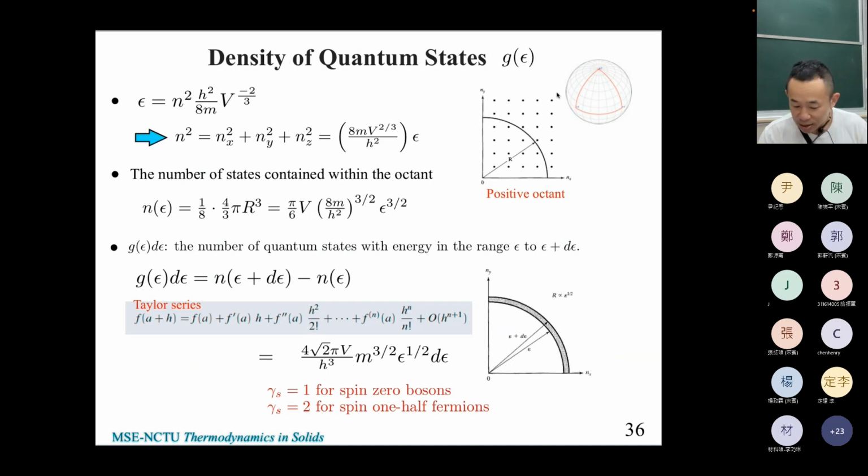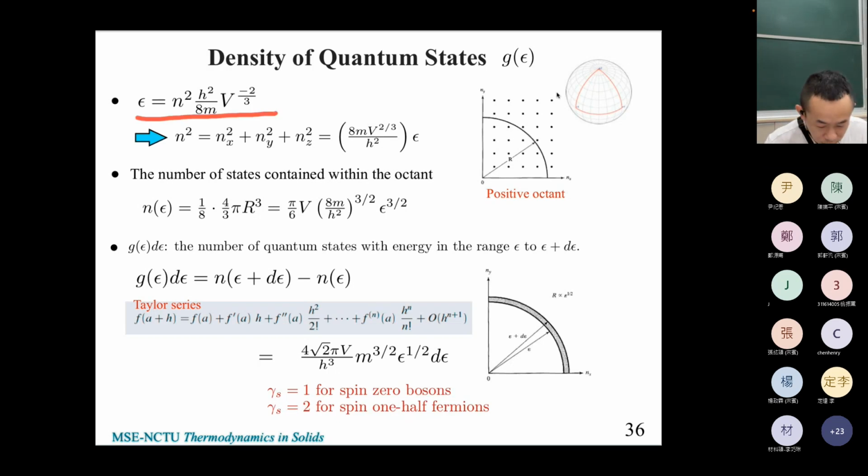Okay, so next one, density of the quantum states. All right. So we just said, okay, the nj is a really, really big number, which means that they have many, many possibilities, and all the numbers are closely packed. This allows us to calculate by using a really simple method, like counting the volume. Okay, so this is what I want to share with you here.